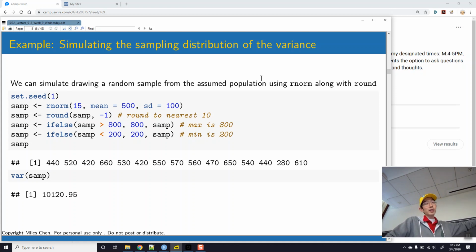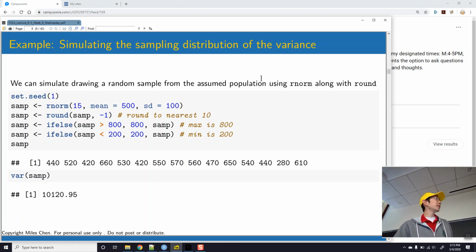So here's just one example of a sample from this thing. So I do set.seed(1). I use rnorm. I'm going to generate 15 values where the mean is 500, standard deviation is 100, okay? And then I'm going to round these off to the nearest 10. So I'm going to round these sample values to the -1 place, okay? -1 will round it to the tens place.